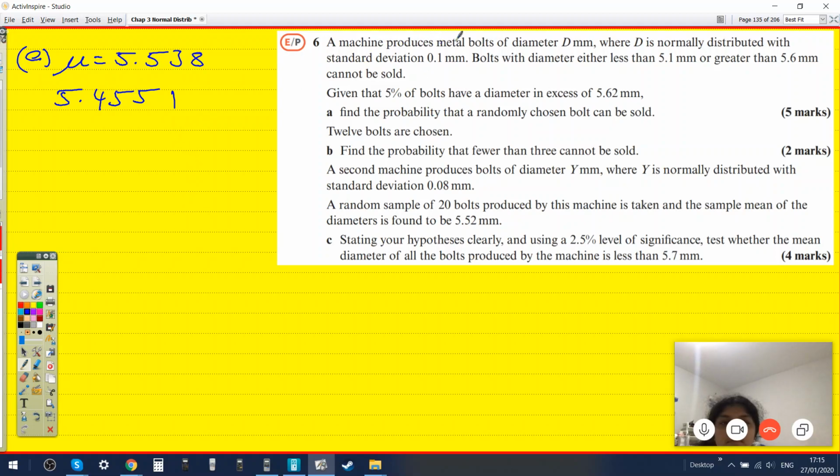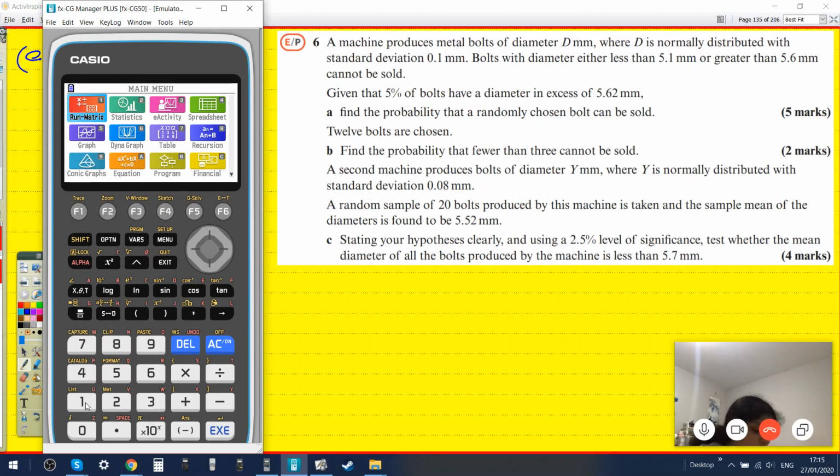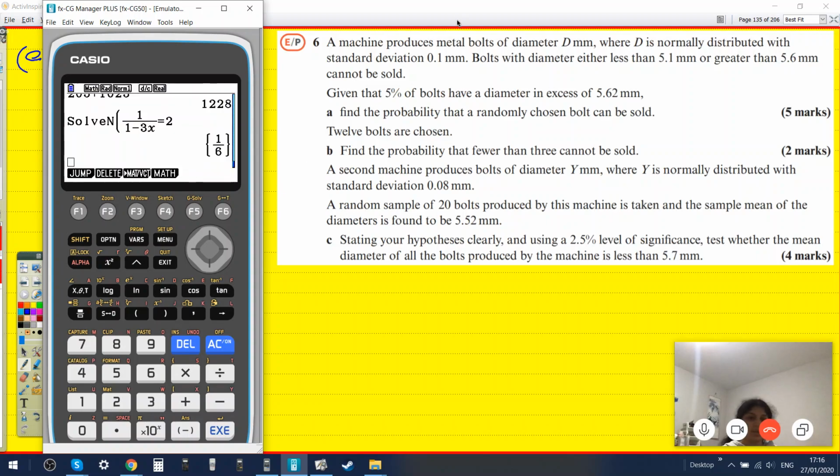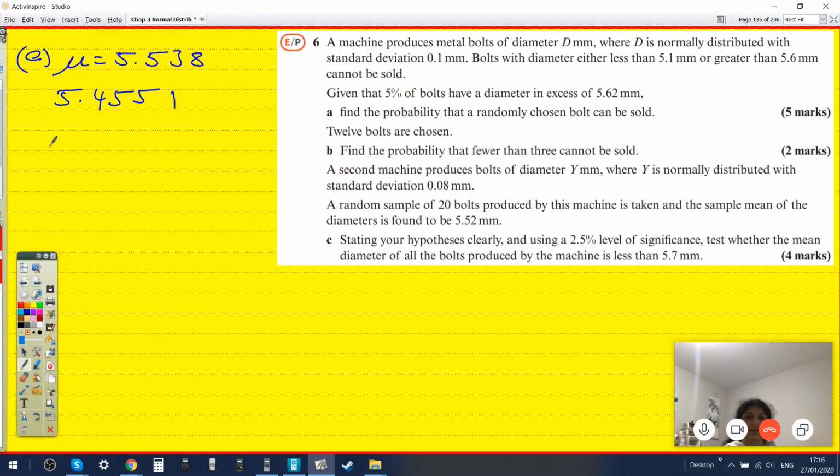Let's see. A machine produces metal bolts of diameter that's normally distributed with a standard deviation. So how did you go about this one? So I use the inverse normal. Right. So the tail is right because the probability that x is greater than 5.62 is 0.05. It says that in the question.